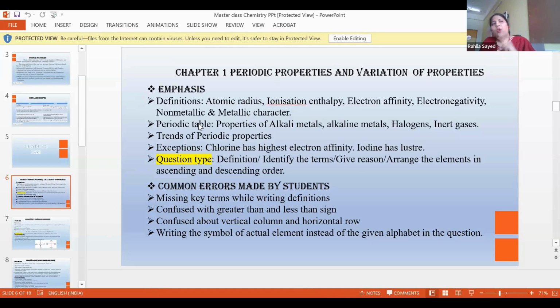If they are asking you what will be the formula of compound C and D, you have to use C and D only. No matter whether you know what the correct answer will be, you are not supposed to use the exact name of those elements. Even if you are using it, write it in a bracket. But the answer has to be with respect to the alphabets that are mentioned in the question paper. So this was all about chapter 1.